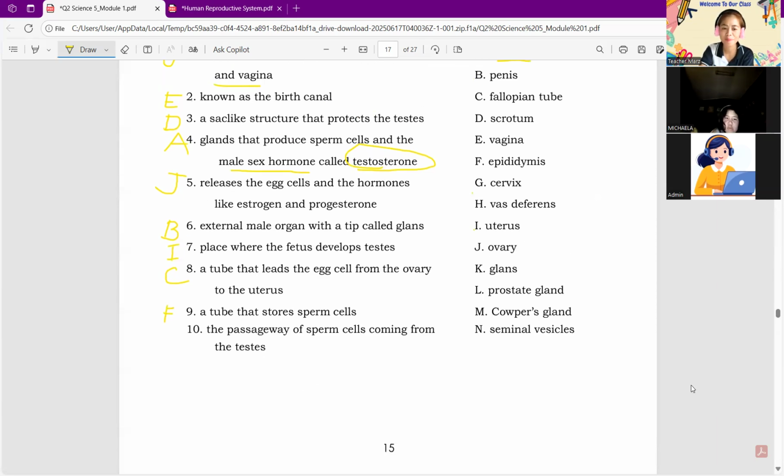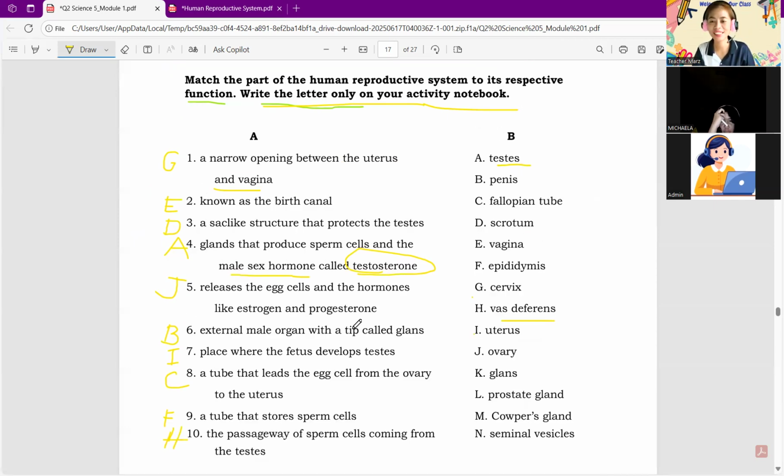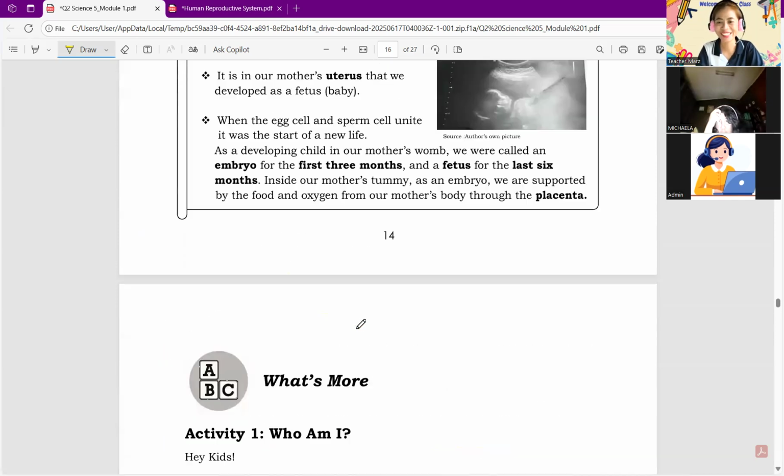What do you think? It is the passageway of sperm cells coming from the testes. What do you think would that be? The passageway of sperm cells coming from the testes is vas deferens. All right. Letter H. Correct. Okay, so you're getting familiar now. You really studied during the break, did you?